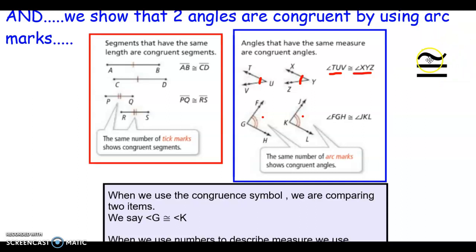Remember, this is the symbol for congruence. And it makes sense because it's saying the angle measures are the same and the size and the shape are the same.